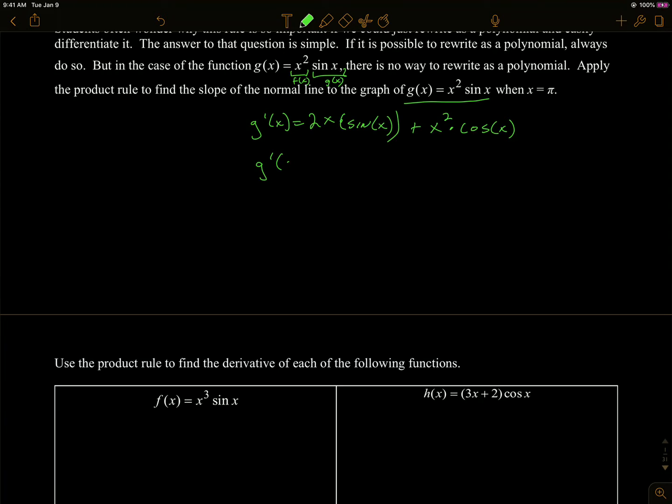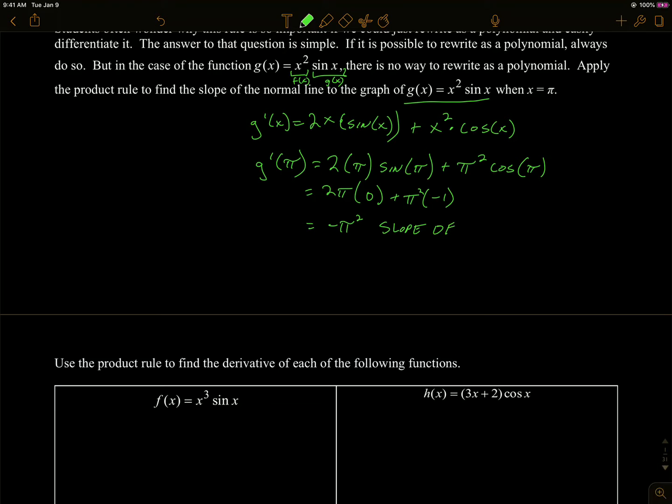Now we want the derivative of the tangent line at pi. So if I plug pi into my derivative, that will give me the slope of the tangent line at the x value pi. So I've got 2 times pi times sine of pi plus pi squared times cosine of pi. So that's going to be equal to 2 pi times the sine of pi, which is 0, plus pi squared, and then the cosine of pi is negative 1. So it looks like I'm getting negative pi squared. That is the slope of the tangent line.